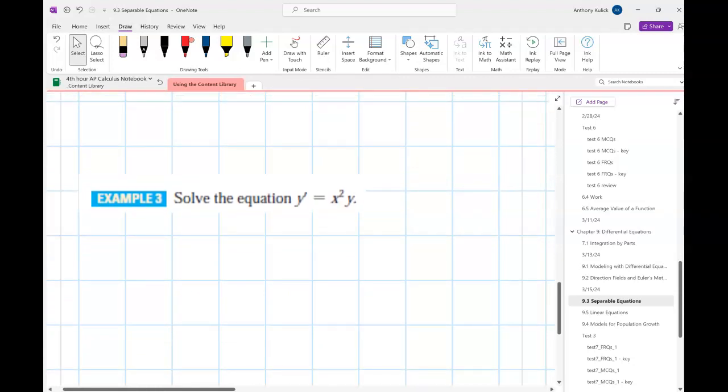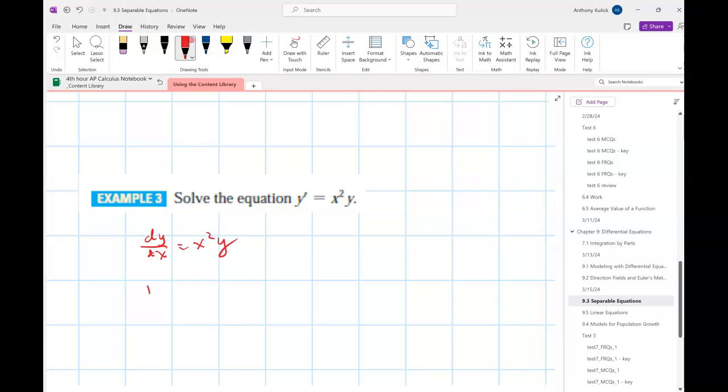Y prime, what am I going to do with that? I'm just going to call it dy dx. So divide both sides by y and multiply by dx. Excellent. Integrate both sides. Antiderivative of 1 over y is? Natural log of y. Close. Yeah, I need that absolute value in there. And the antiderivative of x squared is? Okay, and then I'll put my plus c there.